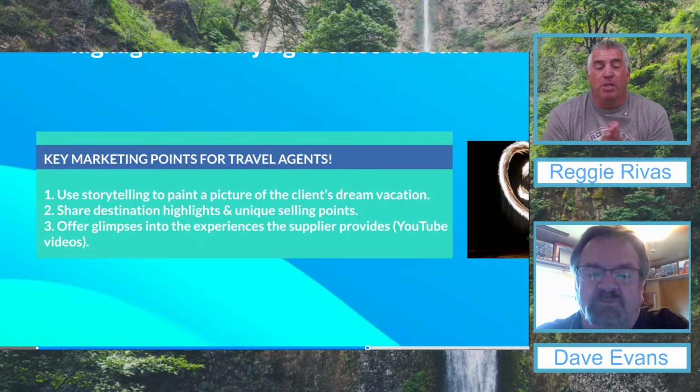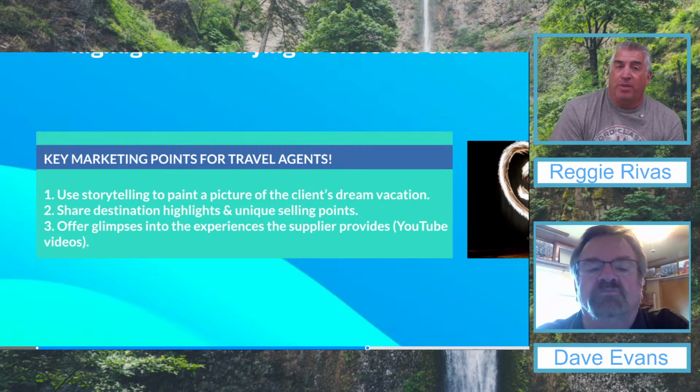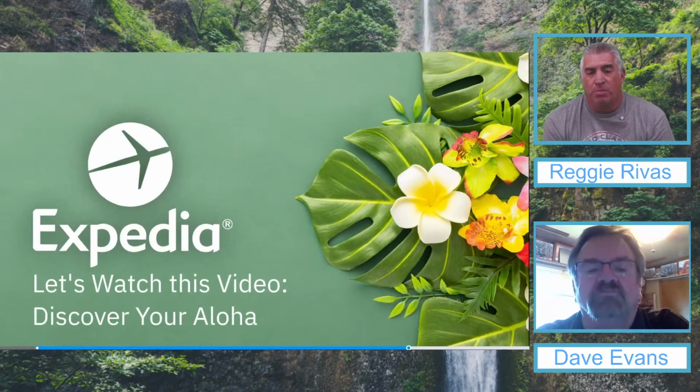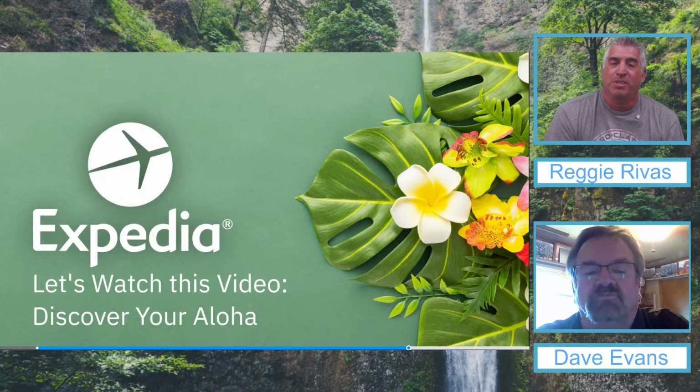So key marketing points for travel agents. Number 1, use storytelling to paint a picture of the client's dream vacation. Number 2, share destination highlights and unique selling points. And then last but not least, offer a glimpse into the experience the supplier provides. YouTube videos is a great resource. So those are some key marketing points for you guys. Let's watch this video, Discover Your Aloha from Expedia.